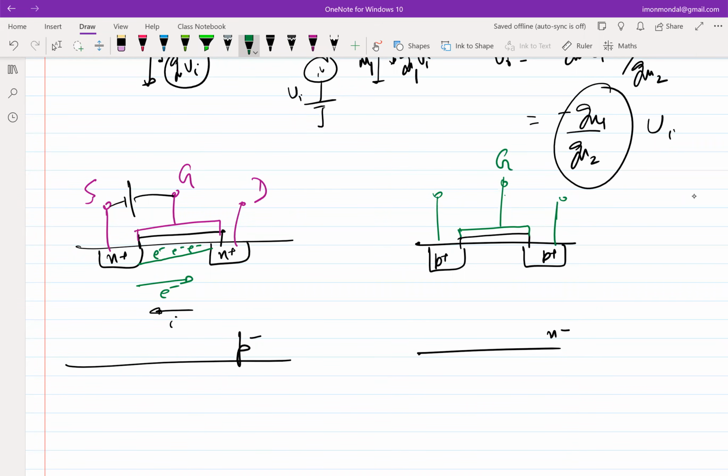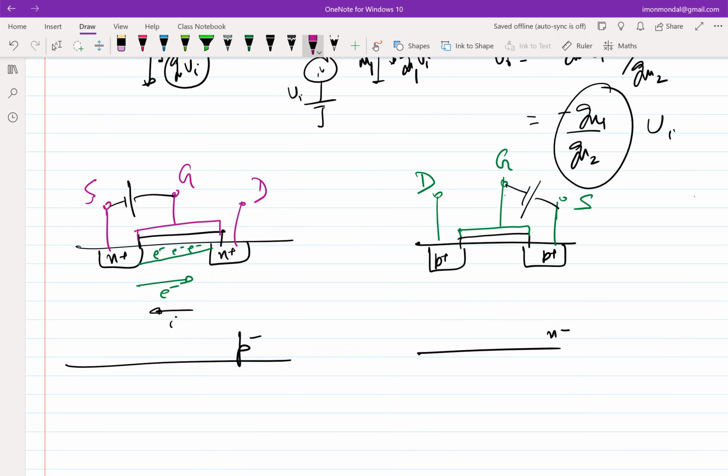We call this the source, and this is the drain. In this case, assume that the source is at a higher voltage than the gate. So let me do the analogy side by side, then it will become more clear.